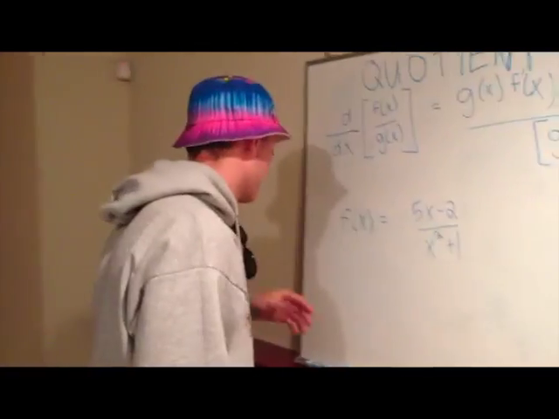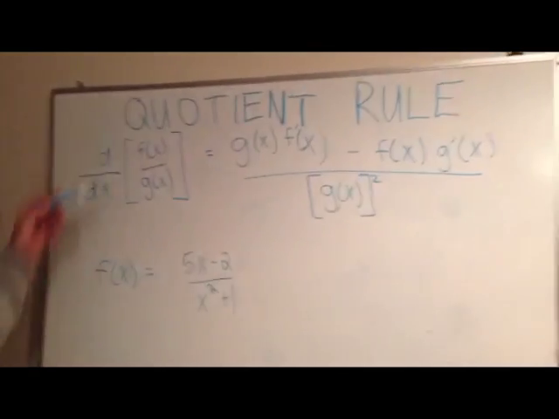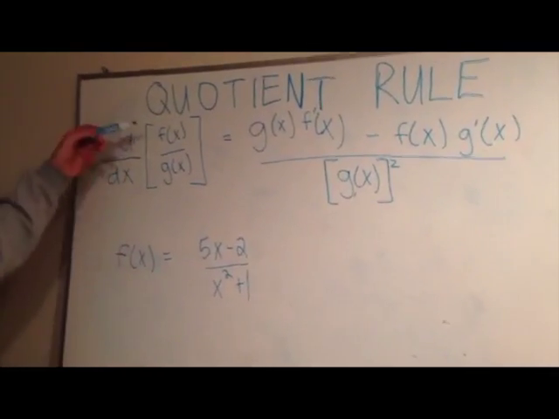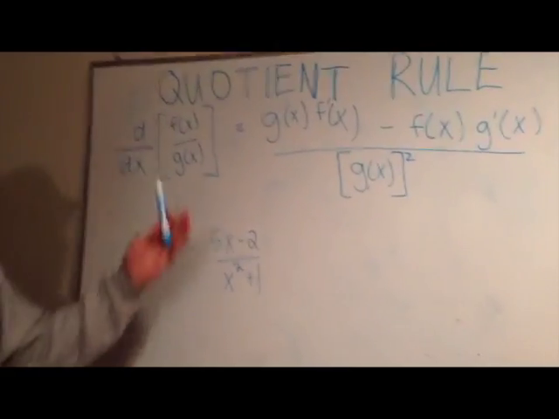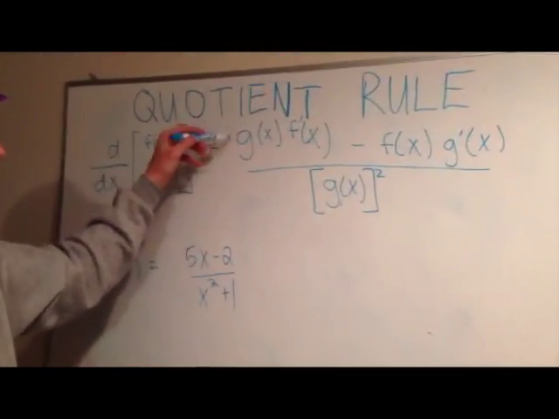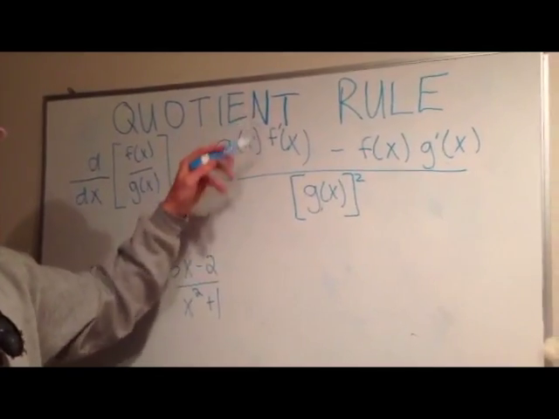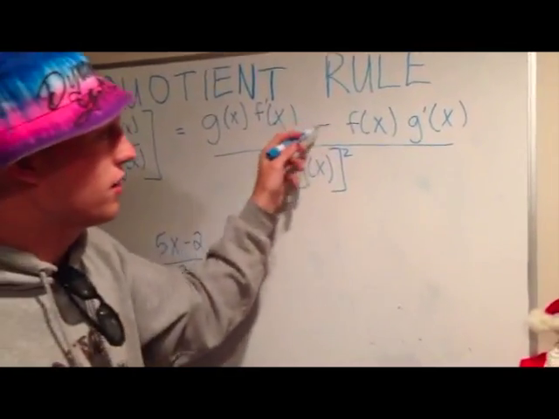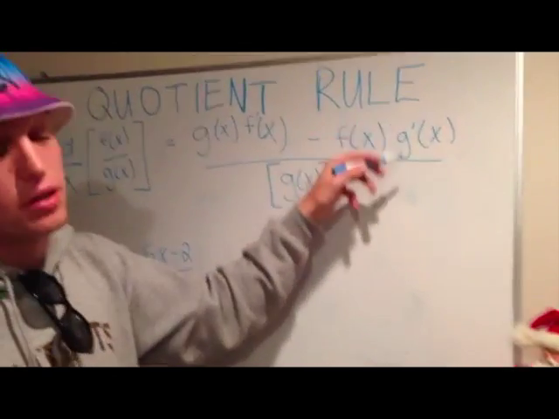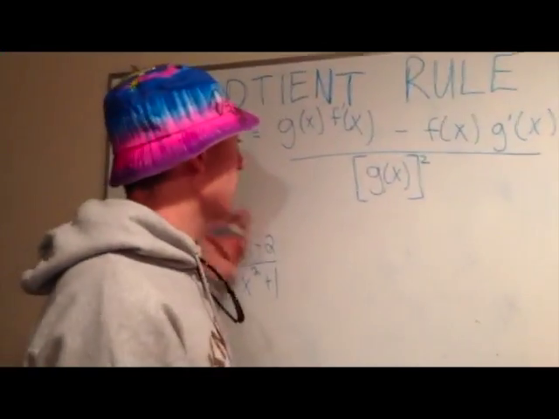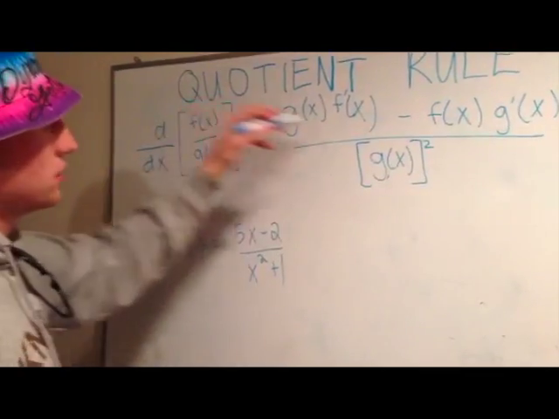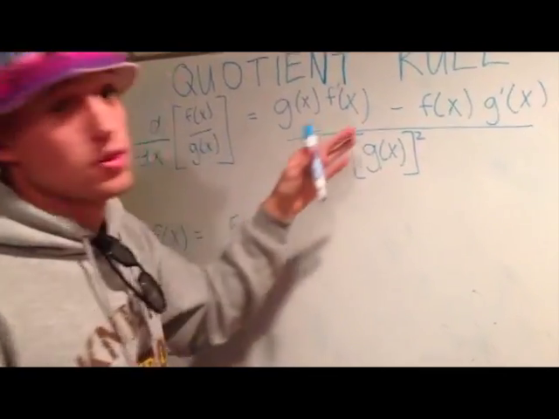Okay, quotient rule. F at x over g at x, f at x numerator, g at x denominator. Pretty simple. This is how you do it. You take g of x, the denominator, times f prime at x, the numerator. Subtract the numerator times the derivative of the denominator, g prime of x. And then all of that is divided by the denominator squared.